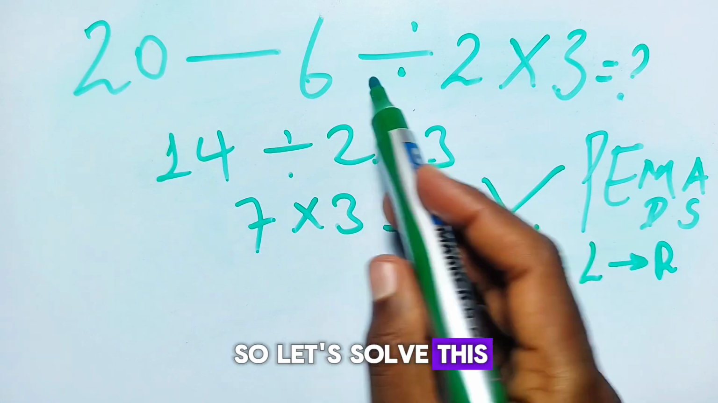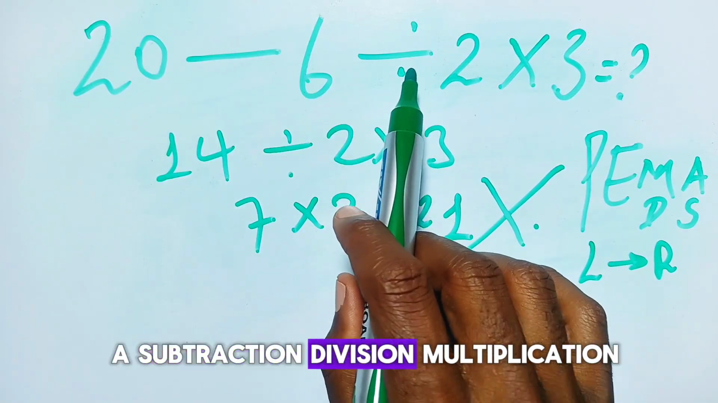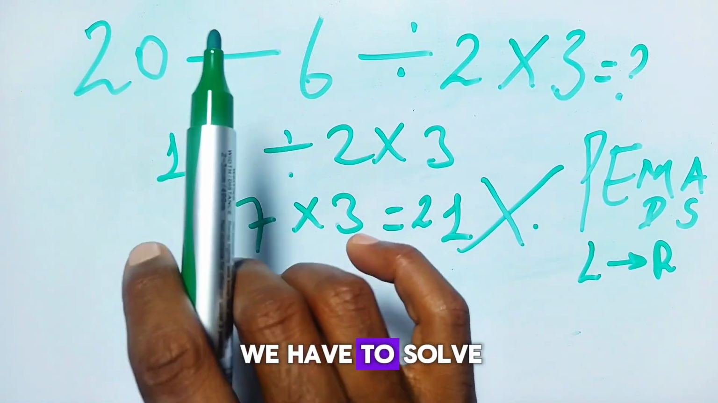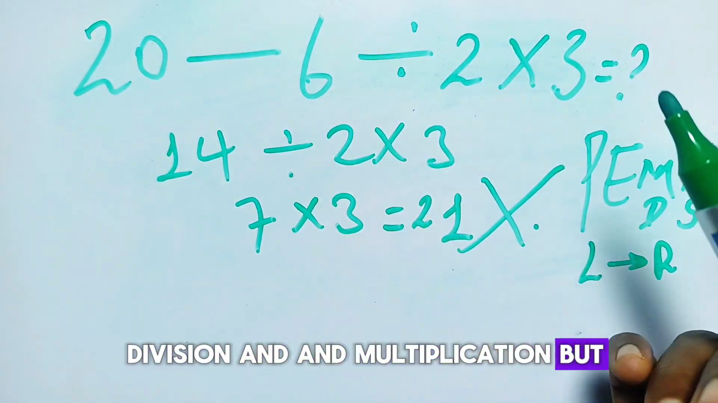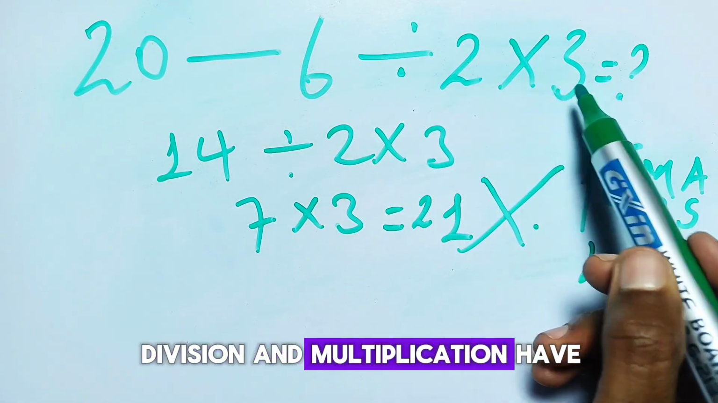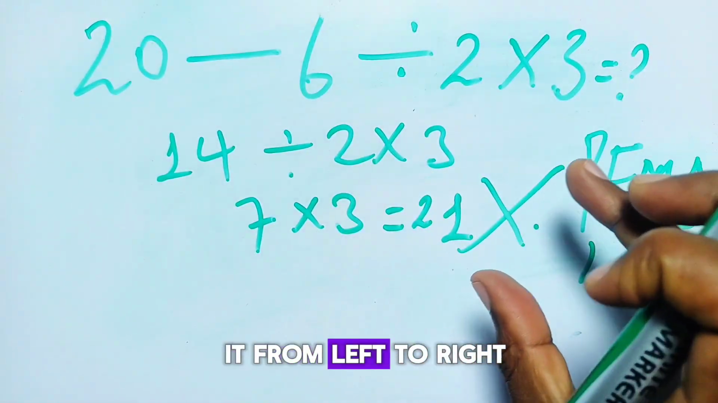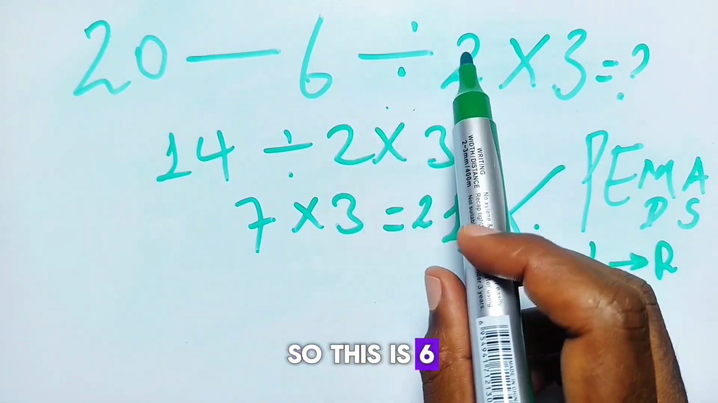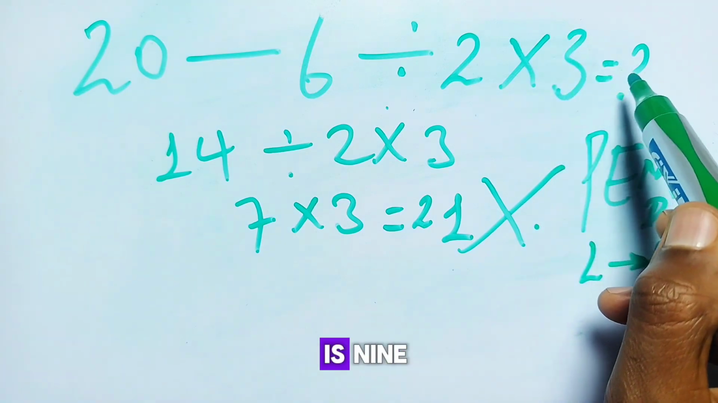So let's solve this question based on this rule. Here we have subtraction, division, and multiplication. Before we solve the subtraction, we have to solve the division and multiplication. But in this case, based on this rule, division and multiplication have the same priority, so we can solve them from left to right. So 6 divided by 2 is 3, times 3 is 9.